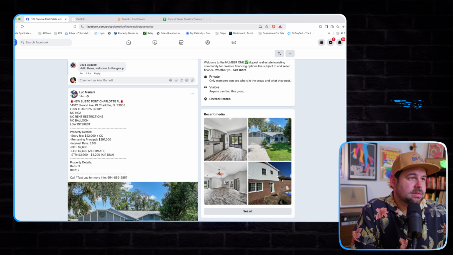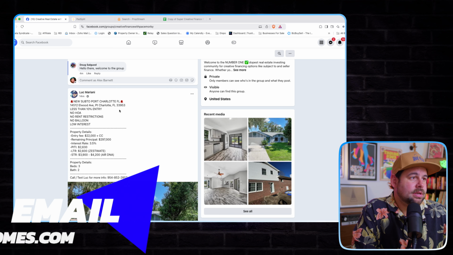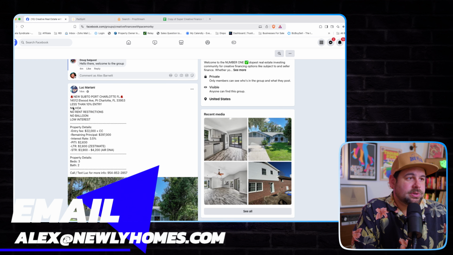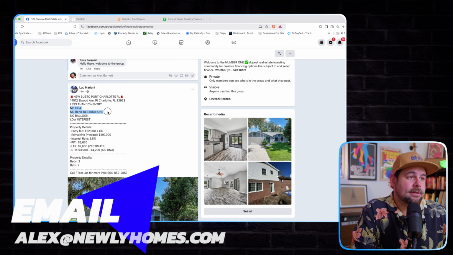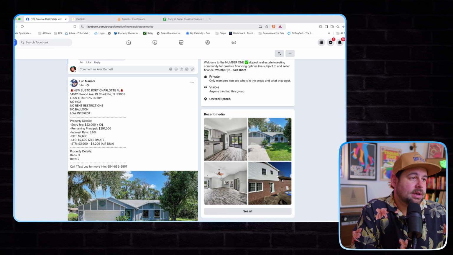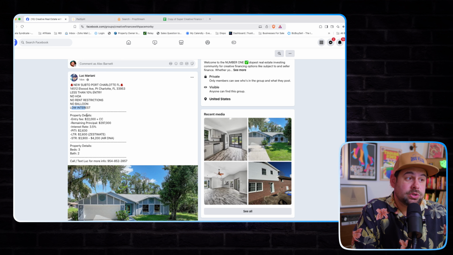Okay. This is Port Charlotte, Florida. We have less than 10% entry. Love that. No HOA. Now that's for me, a hard and fast no if they have an HOA. So less than 10% entry, no HOA, no rental restriction, no balloon, low interest. We're loving that. Interest rate is 3.5.